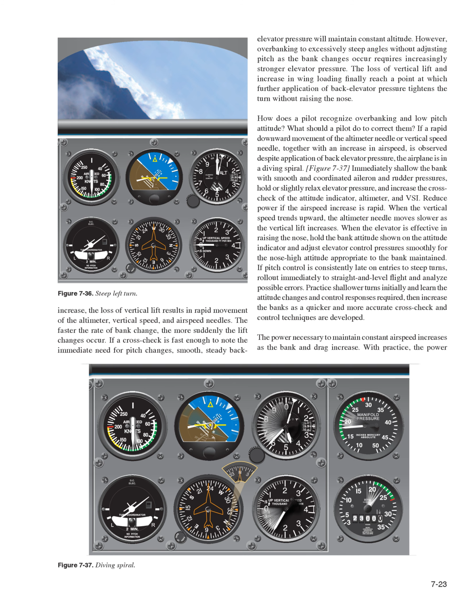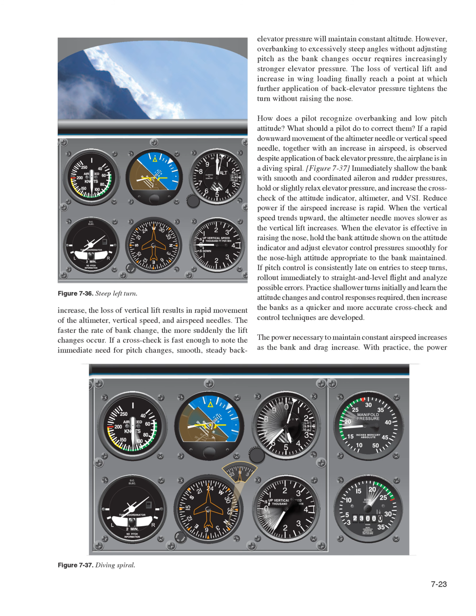Figure 737: immediately shallow the bank with smooth and coordinated aileron and rudder pressures, hold or slightly relax elevator pressure, and increase the cross-check of the attitude indicator, altimeter, and VSI. Reduce power if the airspeed increase is rapid. When the vertical speed trends upward, the altimeter needle moves slower as the vertical lift increases.